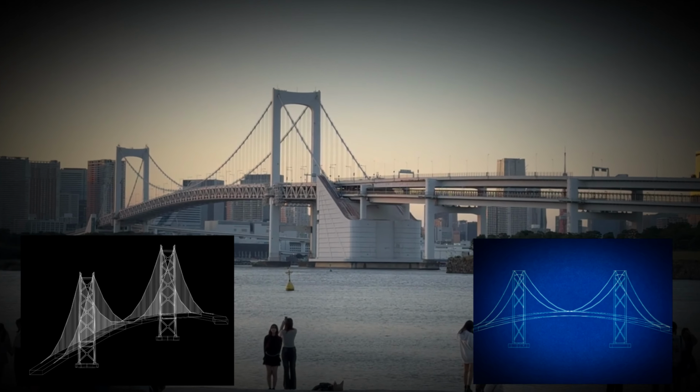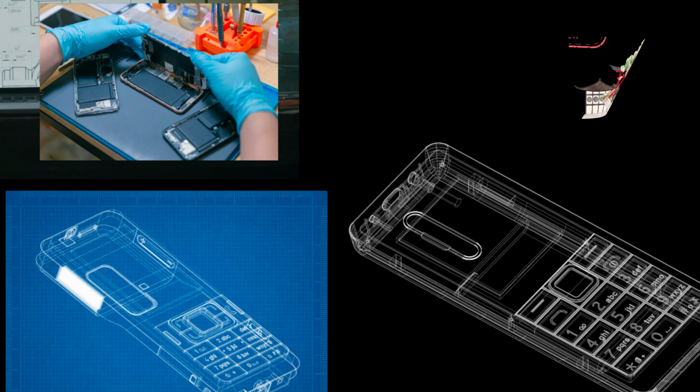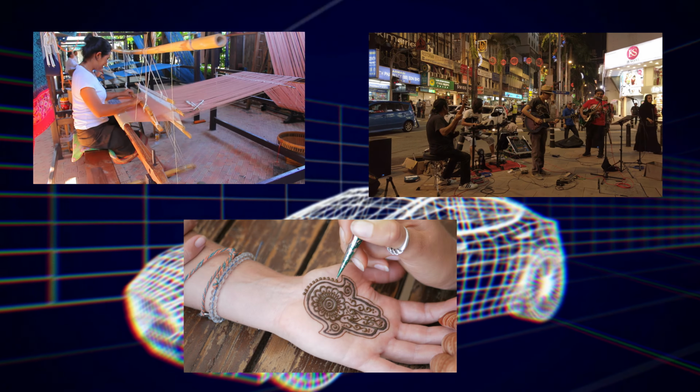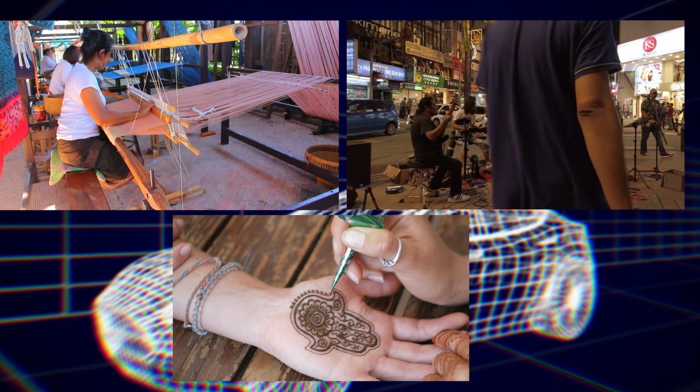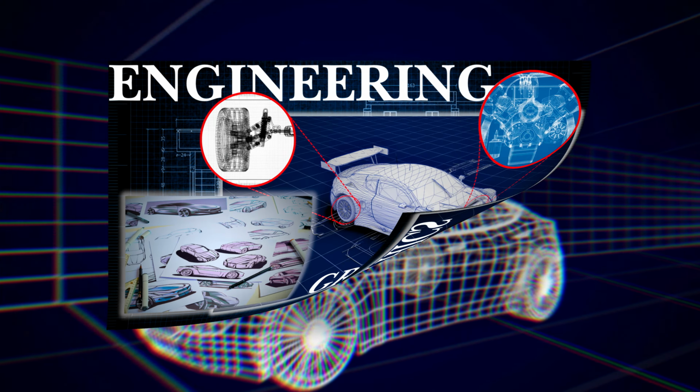From the design of a bridge in Tokyo to building a car in Detroit or even smartphones assembled in Shenzhen, they all come to life with so much precision and universality. Despite the diverse languages, cultures and traditions of the people behind these marvels, there's one universal language that brings their ideas to life: engineering graphics.